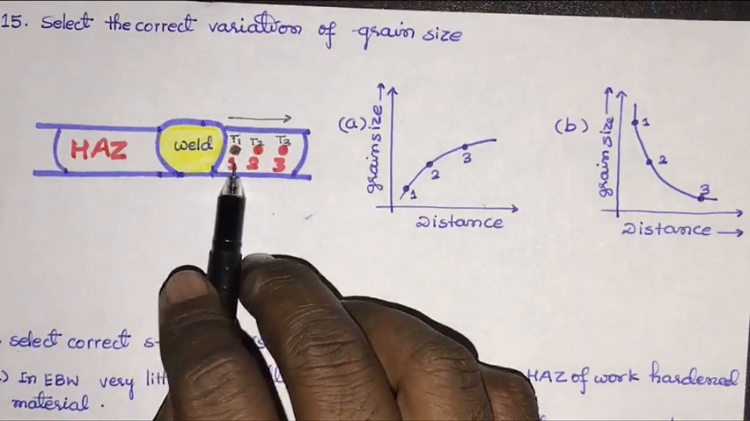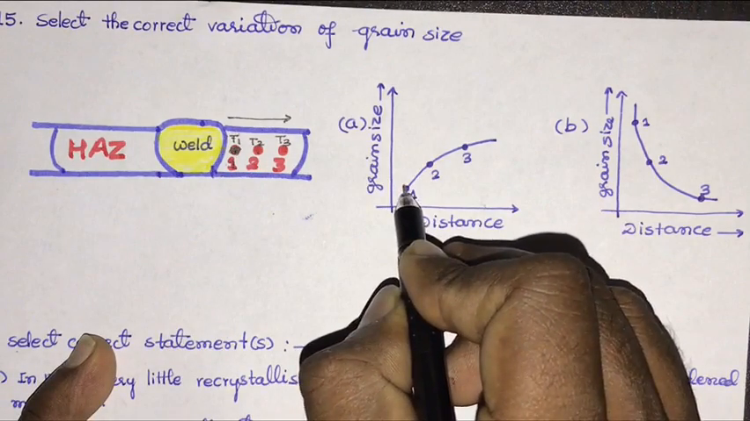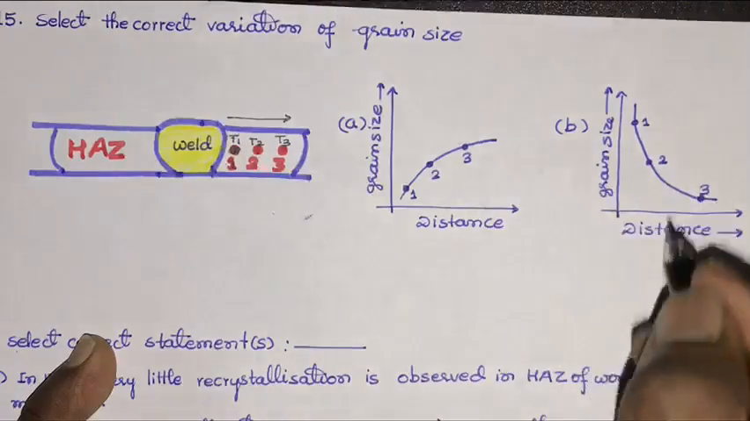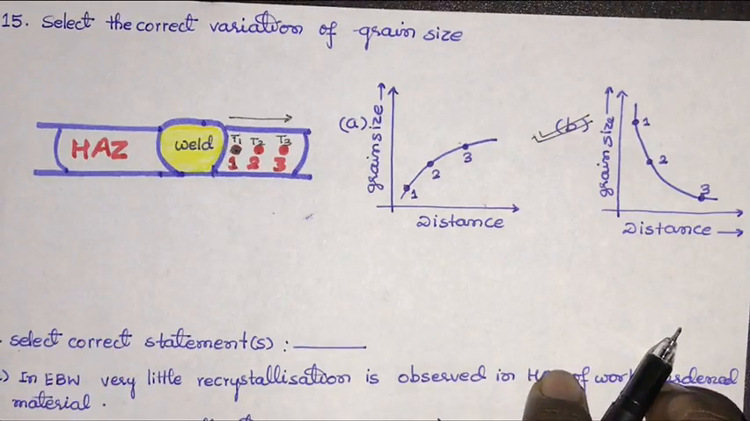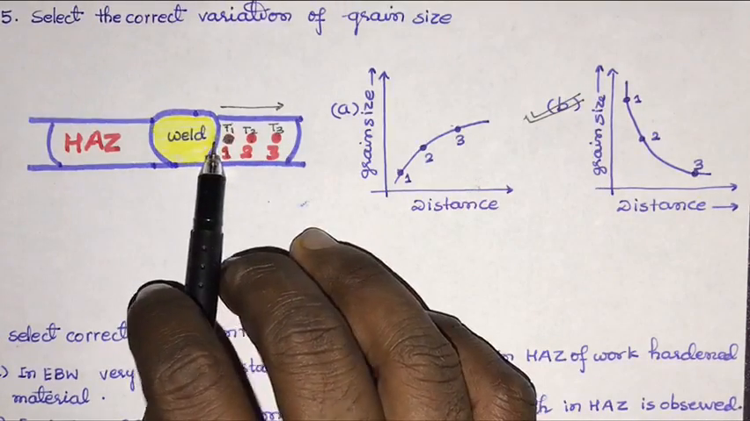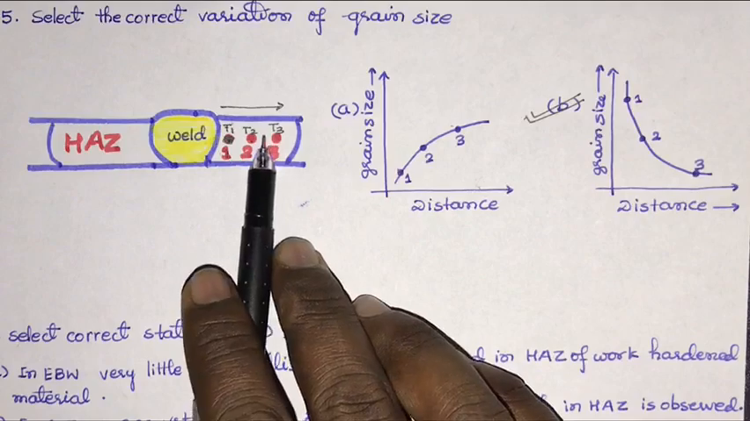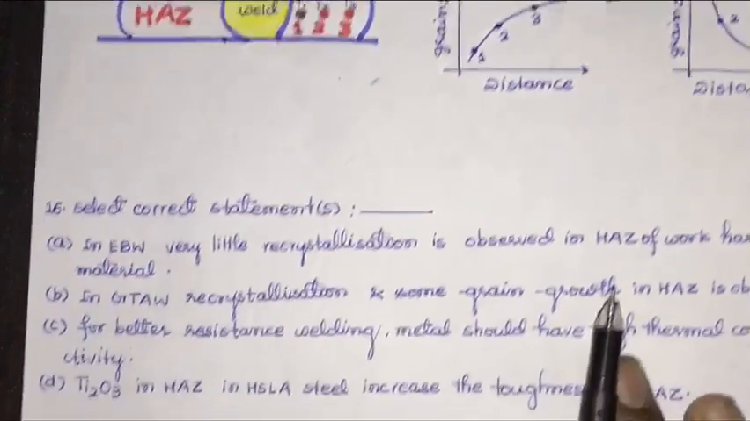So 1 has the largest grain size. In the other graph, 1 has the lowest grain size and 3 has the largest. This is incorrect. This one is correct. As we move away from the fusion zone, the grain size decreases. This is absolutely correct. Coming to the next.